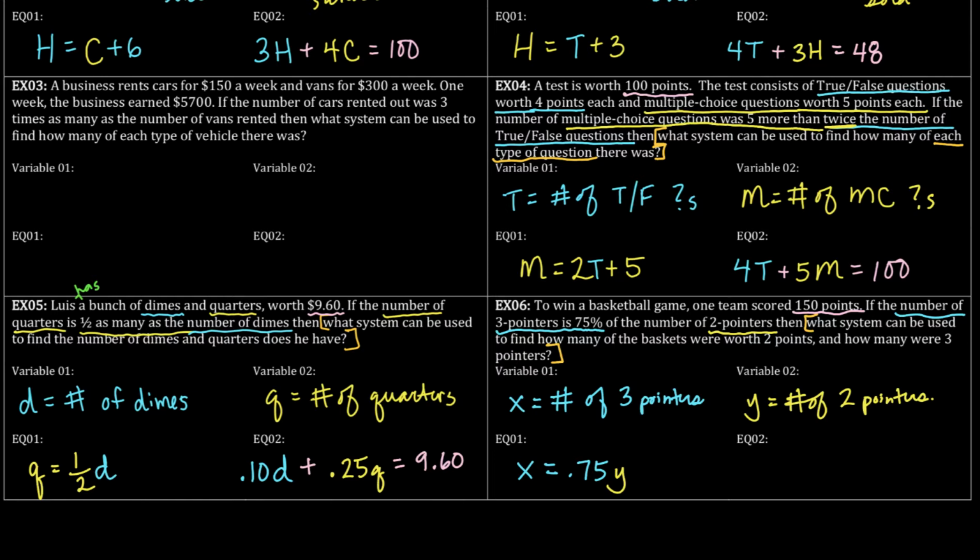Okay? And then we have 3 times the number of 3-pointers plus 2 times the number of 2-pointers gives me a total of 150 points. Cool. So let's go to the next page.